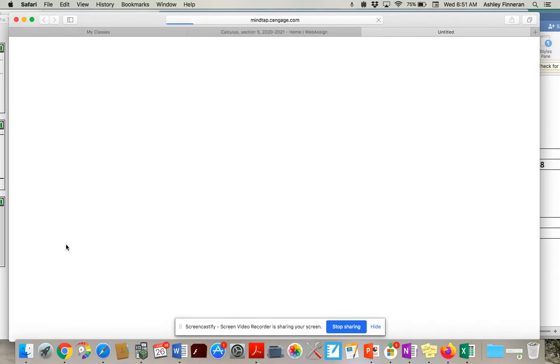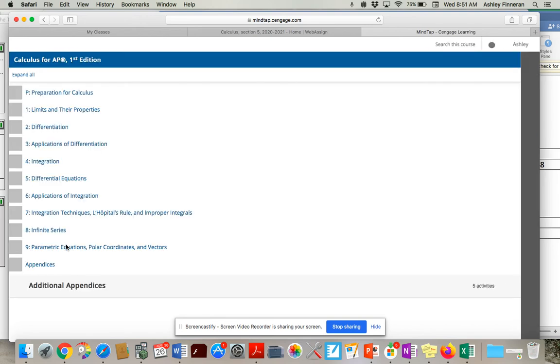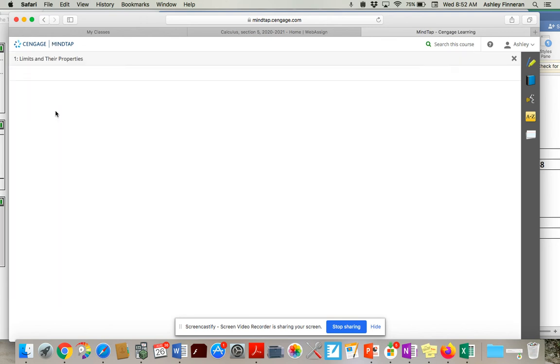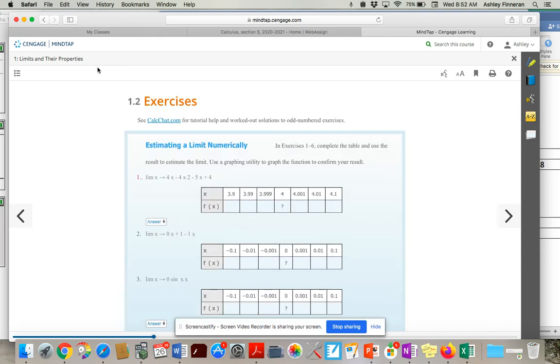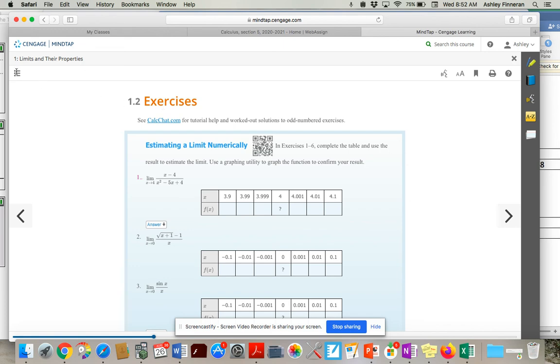So if I click your textbook, I just kind of want to show you how to get to the exercises. It'll take a second to load. And then these are all the different chapters. So we are currently in chapter 1. And when you go into chapter 1, it's going to come up with a menu, and it actually takes you straight to the exercises. The reason it did that is because I was already in the exercises.